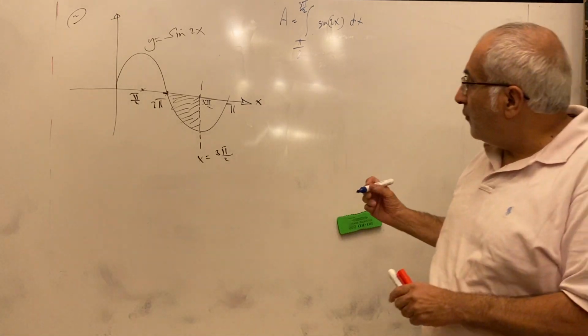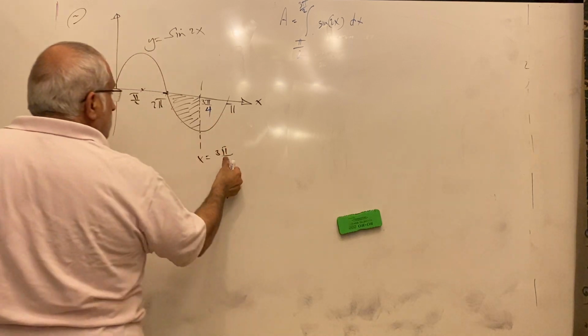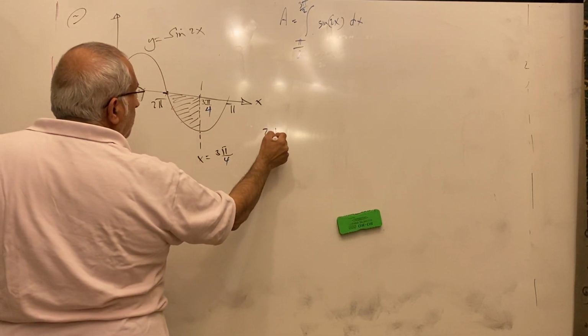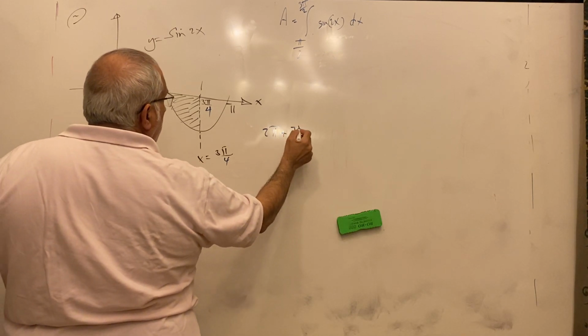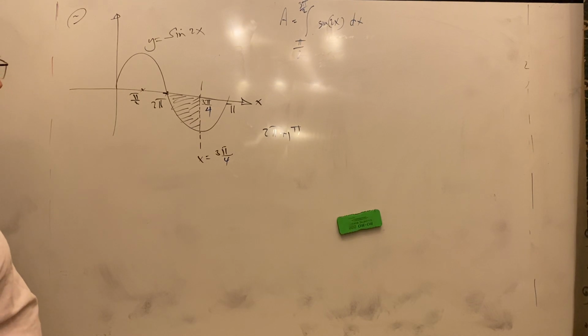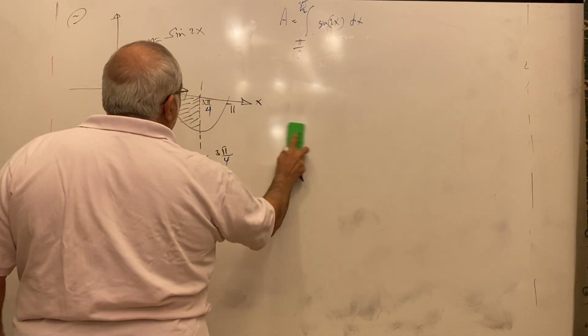I think halfway is 3 pi over 4. Why? Because 2 pi plus 1 pi, all right? I just want to, no, actually there's something wrong here. It's not 3 pi.